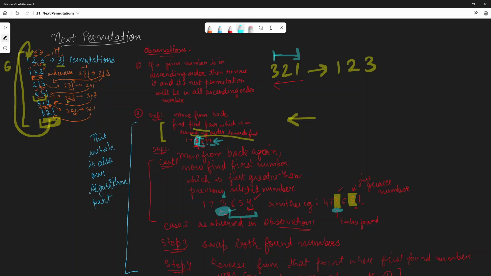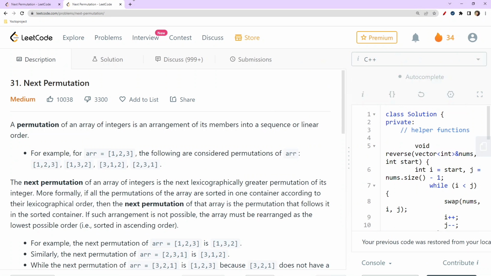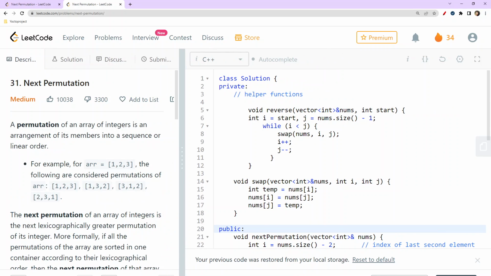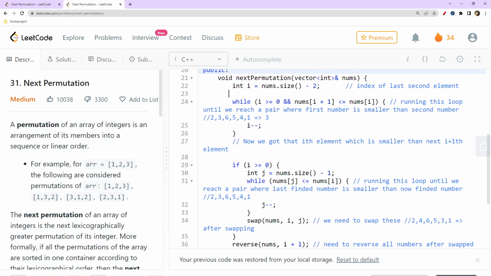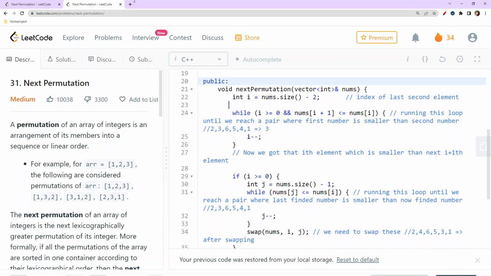So for that coding part, okay, here is the code. This code is somewhat similar to the LeetCode solution, which is the official solution. But I've tried to explain with some comments and even examples so that it becomes much easier.